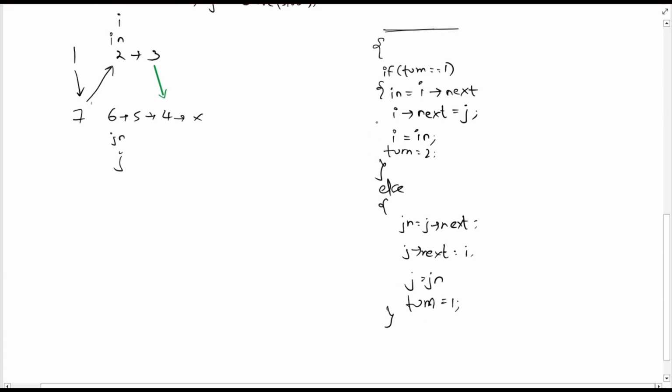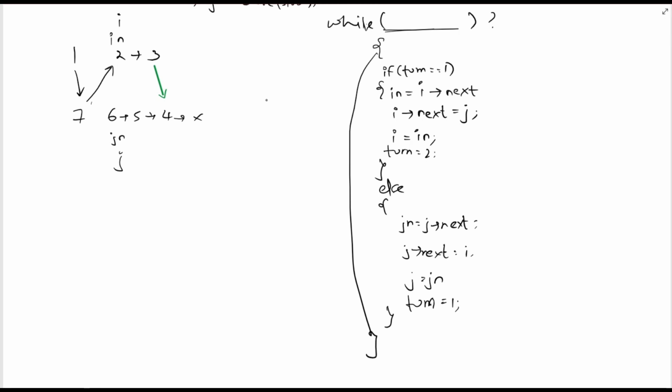Okay. Now the question is, how long will I do this? How long will I do this? So while, how long is the question. Okay. So let's just keep on doing and let's see what really happens. So right now my i is over here and j is over here, right? So again, after 2, I would be pointing over here. Okay, and after 6, I would be pointing to 3.